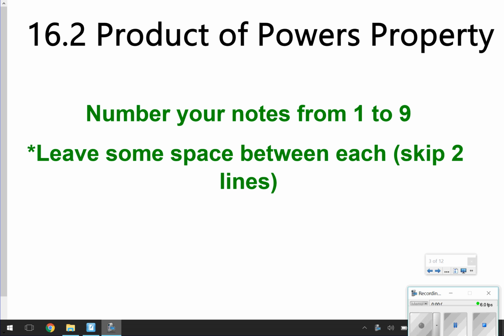Today we're going to be looking at lesson 16.2, Product of Powers Property. Today's notes, you're going to have 9 things that you write down. The first 3 things are the definitions of the powers, and then the rest of the things are just trying and applying the product of powers property. So make sure that you leave some space between each one. I would maybe skip 2 lines between each number. Once you're done numbering your paper, you can play the video to get started.